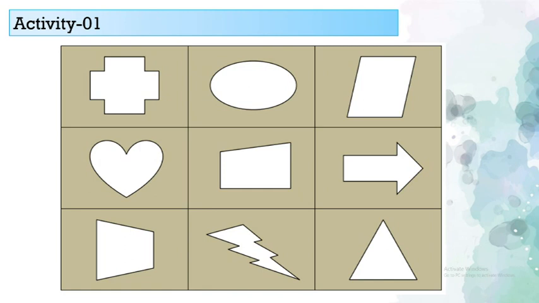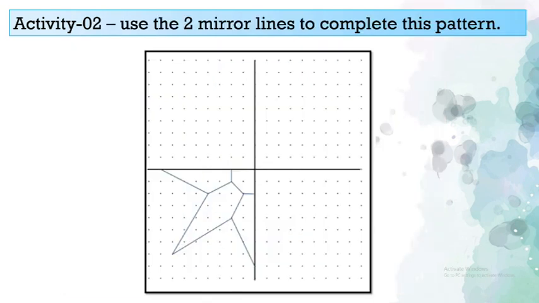Here is your second activity. I have given a flower. You have to complete this flower by using two mirror lines. You have to do this activity on A4 size paper. Activity 1 also you have to do on A4 size paper. After doing these activities, you have to send a picture to your class teacher.